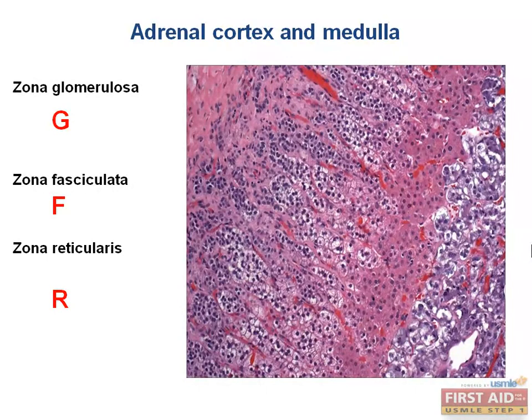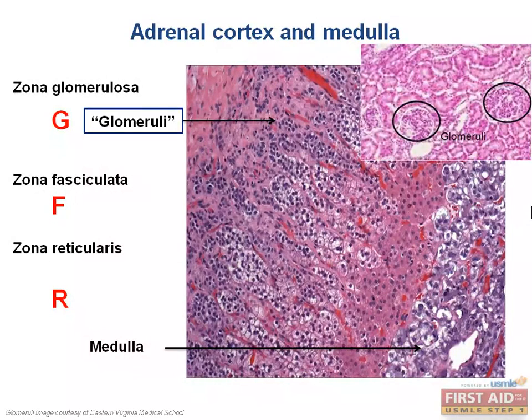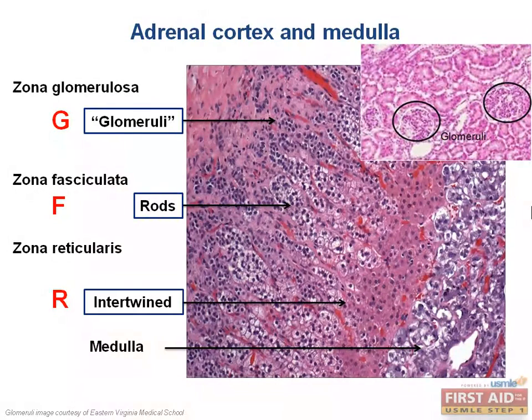Now way at the bottom here, we also have the medulla, which is not part of the adrenal cortex. The way I like to remember what the zones of the adrenal cortex look like on a histological section is to think about the basis of their names. The zona glomerulosa looks like glomeruli in the kidney. The zona fasciculata comes from the word fascicles, which are rods. And the zona reticularis means nets, or net-like, and you can see how these cells are intertwined.